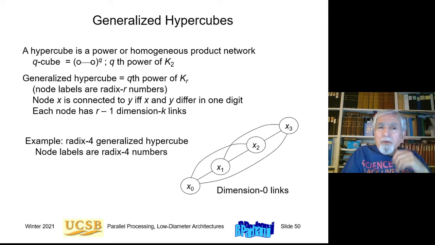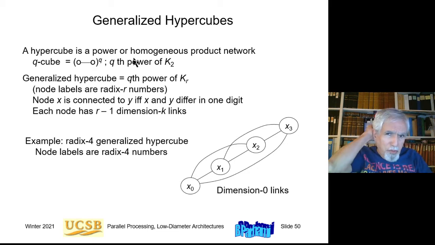The next category is generalized hypercubes. Remember I said that a Q cube, a Q-dimensional hypercube, is the qth power of K2, the two-node complete graph. So if you take the two-node complete graph, raise it to the power Q, you get the Q-dimensional hypercube. That's one way to construct it.